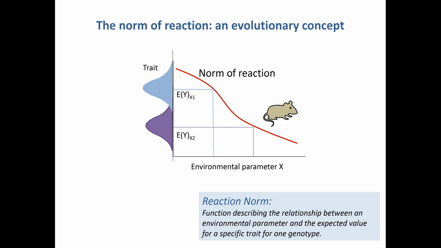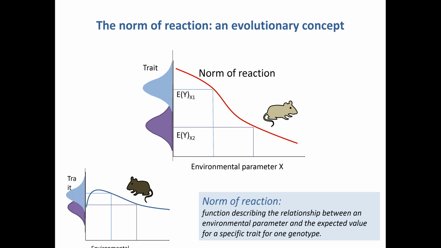So the reaction norm is just a function describing the relationship between an environmental parameter and the expected value for a specific trait for one genotype. And this is also an important point. For a different genotype, so for example a different strain, this reaction norm might look completely different. So it's really a genotype-specific function.